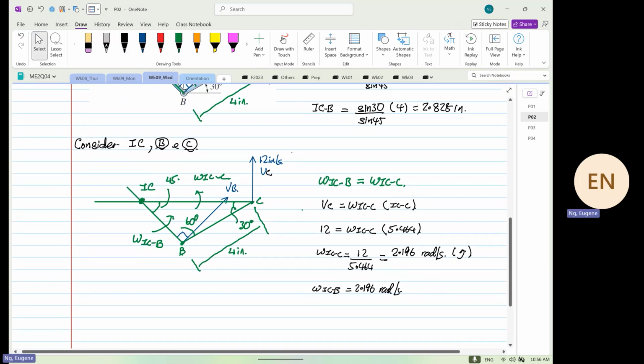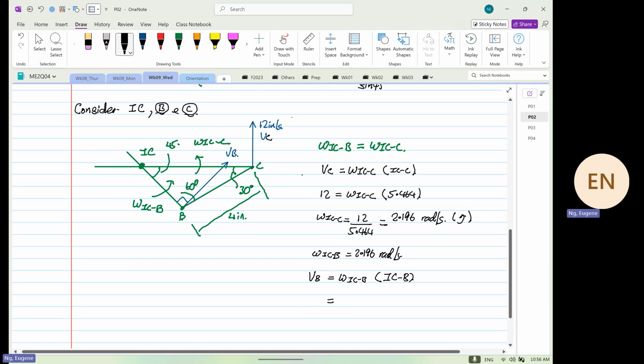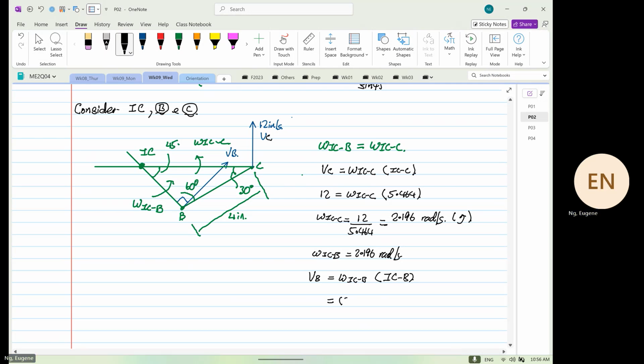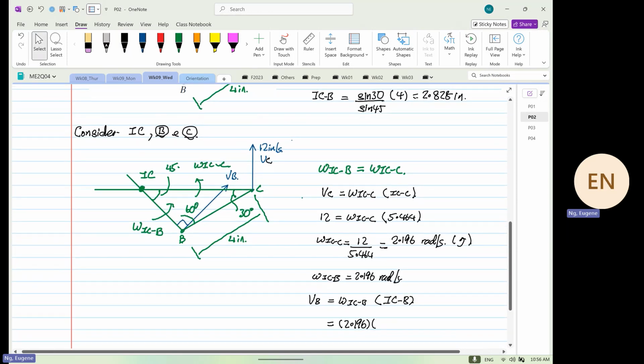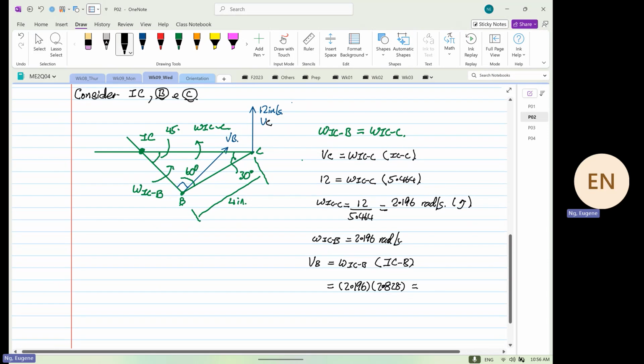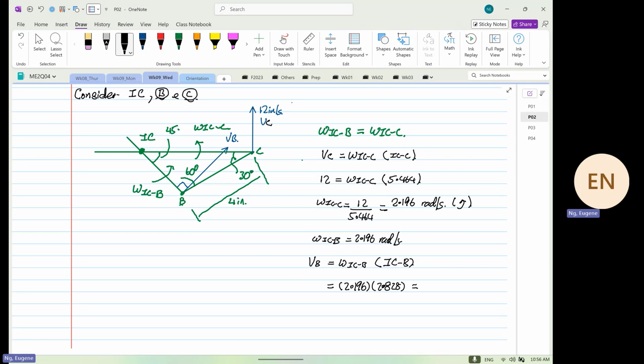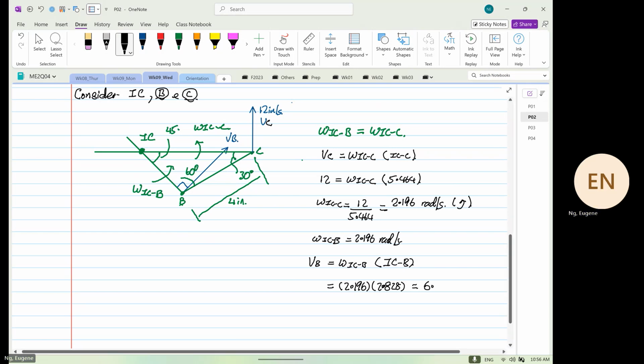So from here, we can find VB is equal to omega ICB multiplied by the distance IC to B. So this will be equal to 2.196 multiplied by the distance ICB, which is 2.828. So this is equal to 6.21 inches per second.